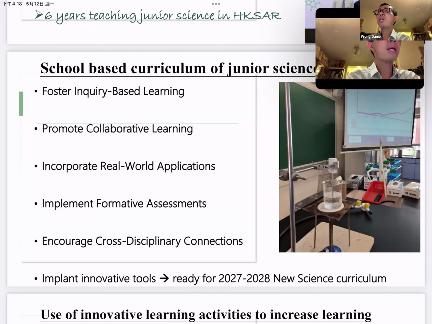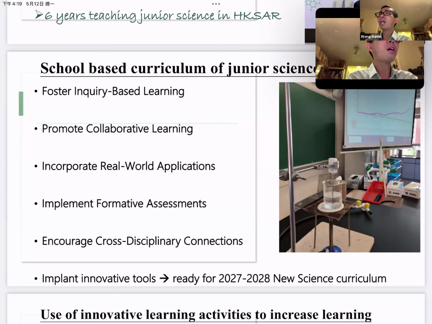If you are interested in STEAM education, we also want to talk about transdisciplinary and interdisciplinary cooperation between each of the subjects. We don't want to treat the subjects independently one by one. We want to implement more innovative tools and prepare for the new junior science curriculum starting in the year 2027.